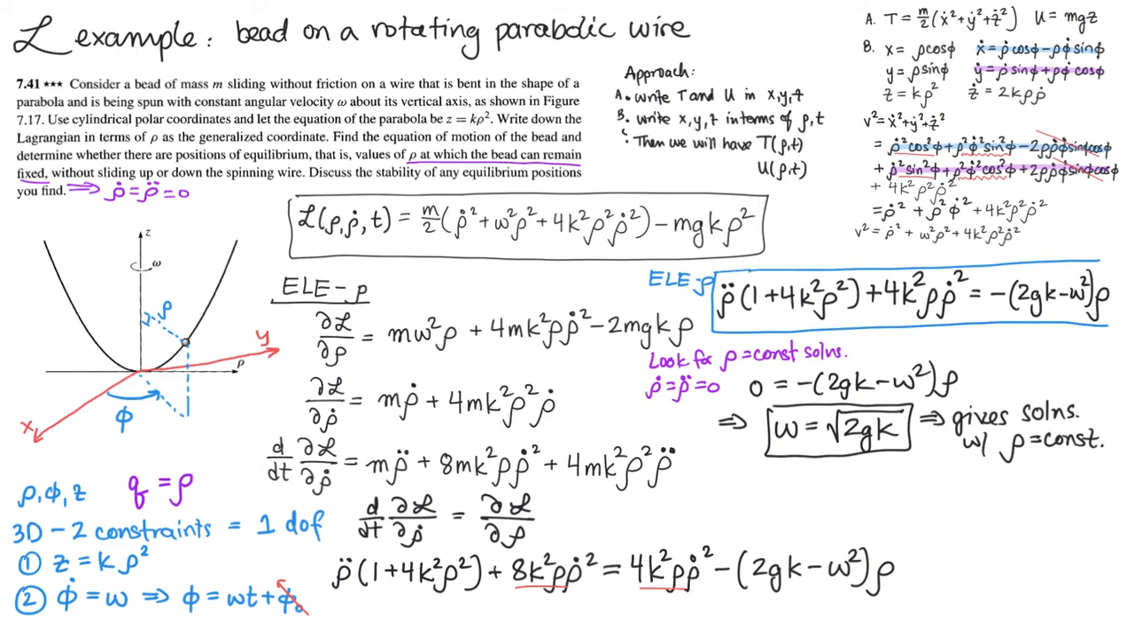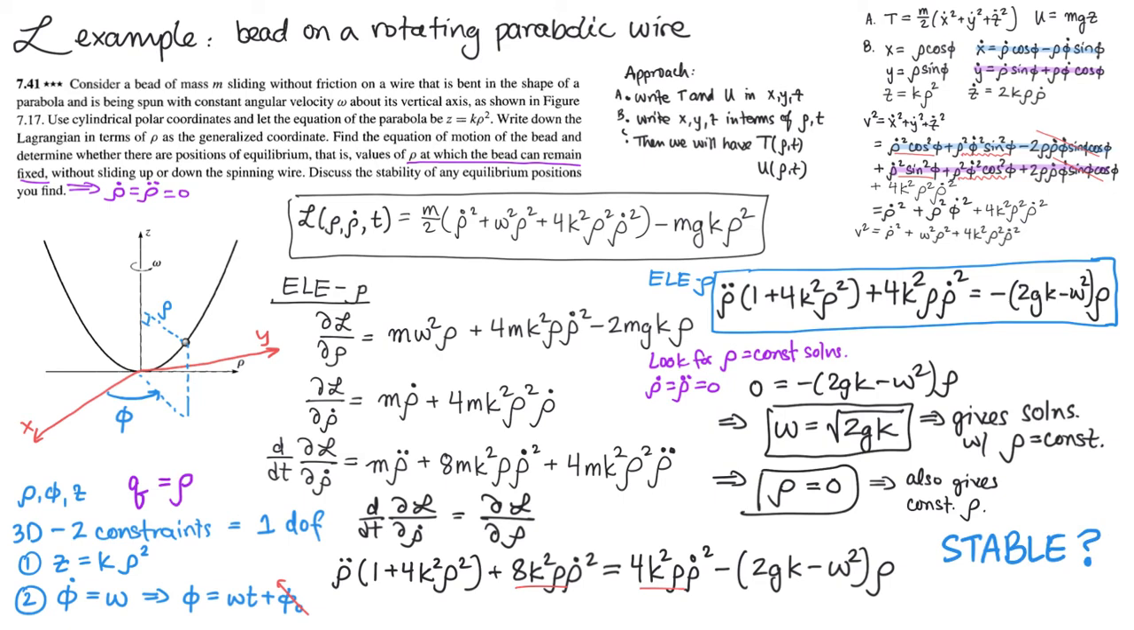There is, of course, one other way, and that is if rho itself is 0, then that satisfies this equation too. So there's another case, which is rho is 0. What that means is that your bead is sitting down at the origin, and as the parabola spins, the bead will remain at the origin. Okay, so both of these are solutions. So we have solutions, but now we want to understand, are these stable or unstable equilibria? So let's work on that.